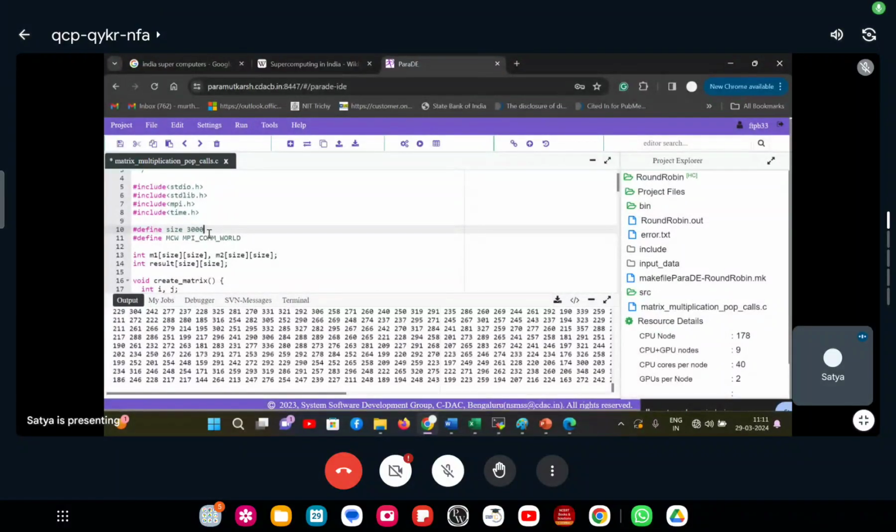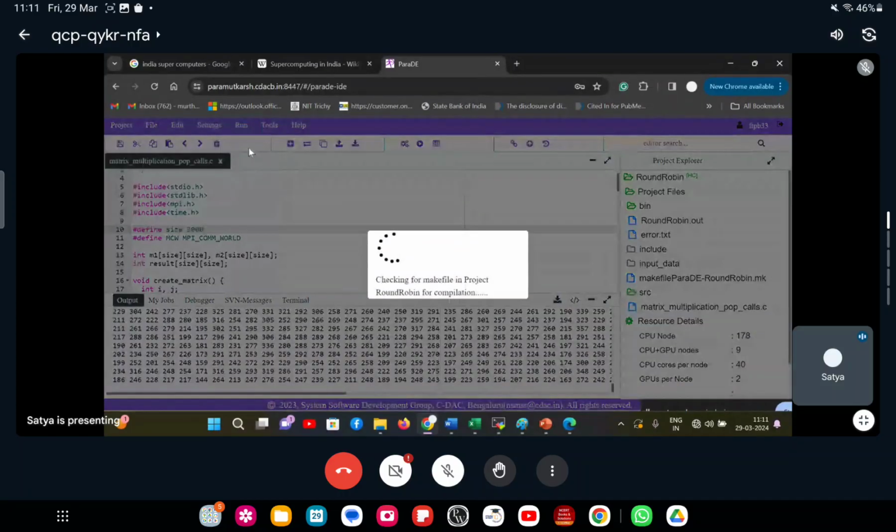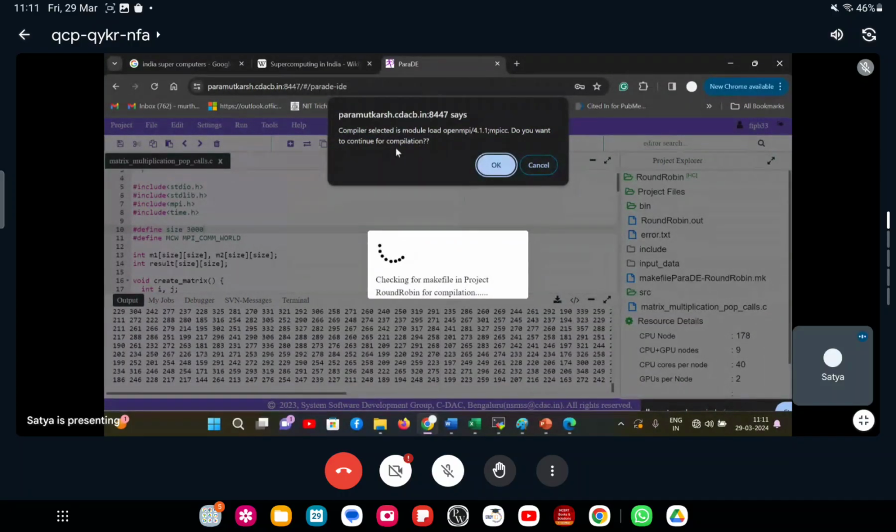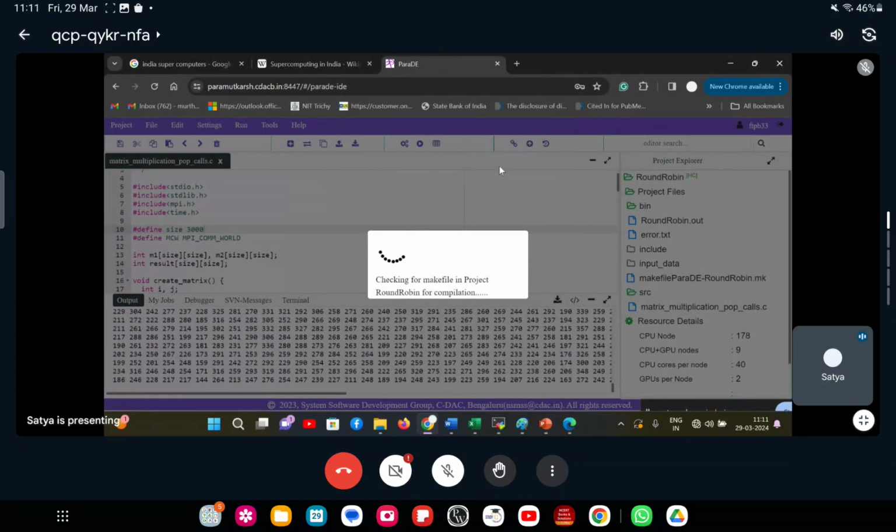Going to throw onto the multiple CPUs. Now I would like to run 3000 by 3000 matrix multiplication, compile it. It takes some time.